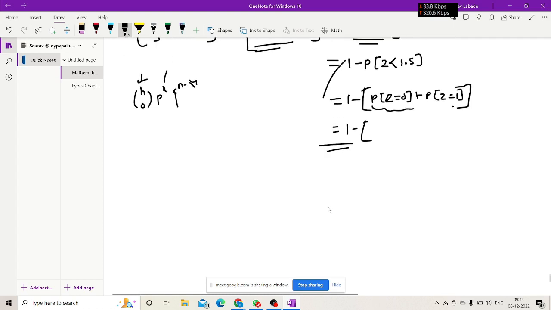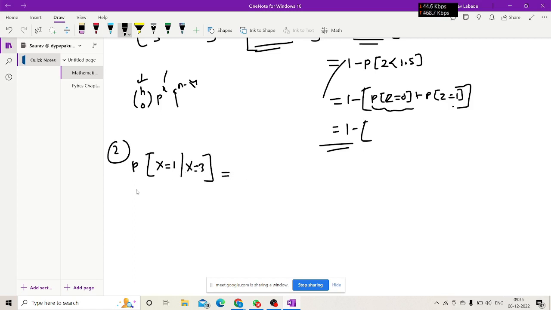Okay, now next, the next question is you have to find the probability of x equals 1 given y equals 3. So how can I do that? Now, given probabilities means what? We have seen the definition of conditional probabilities, right? What is A given B? It is the probability of the intersection of these two, divided by the probability of B.